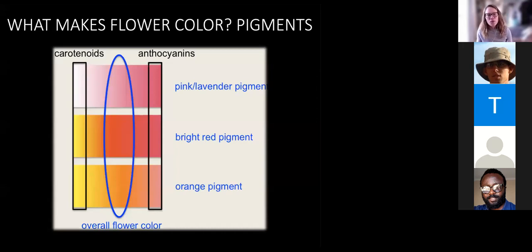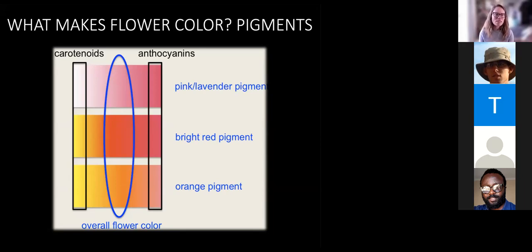So when we think about the colors of flowers, we want to know what makes flower color. This was particularly important when we were thinking about transitions between the polymorphic species and monomorphic species. So what was happening at the biochemical and genetic level? And we know that there's two main routes for making flower color.